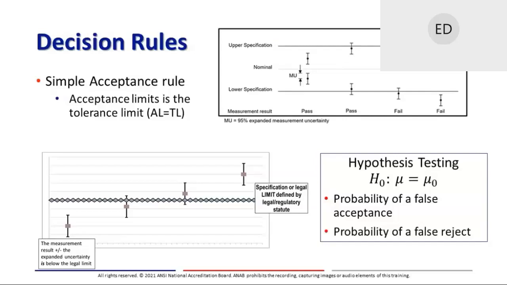Another example of simple acceptance is in the upper right-hand corner where they have upper and lower specifications, and they set their decision rules based on the measurement uncertainty, which is based on the expanded uncertainty that they select or the coverage probability. And they can show that they get a pass, that is, it passes or it meets specification as long as the quantity value is within the lower or upper specification limits.